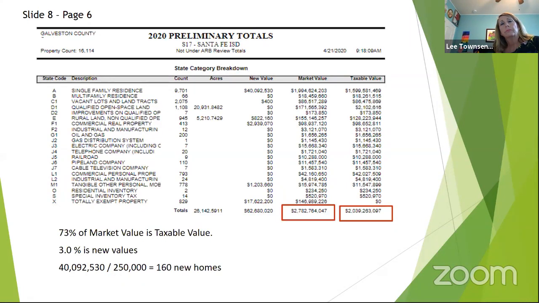Slide 8 on page 6 of your documentation shows the 2020 preliminary totals. And if we use the same baseline, there were roughly 160 new homes in our area. Notice the increase in taxable value. These numbers are pre-ARB review. That means that the information is before the appeals were filed by the taxpayers. Taxpayers can appeal the appraisal notice, and we have accounted for that process in our estimates.